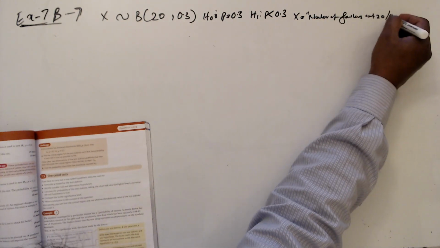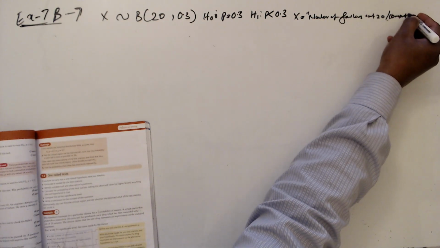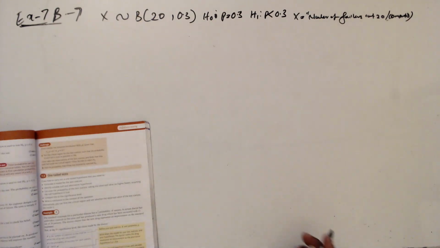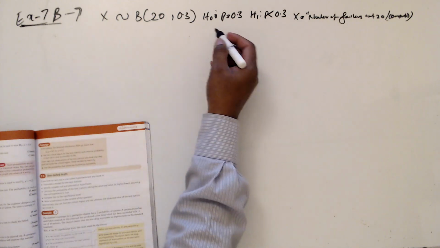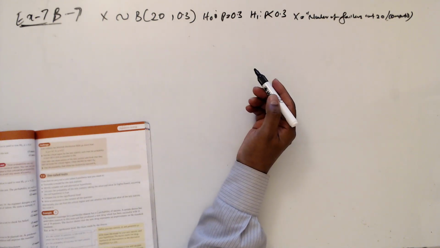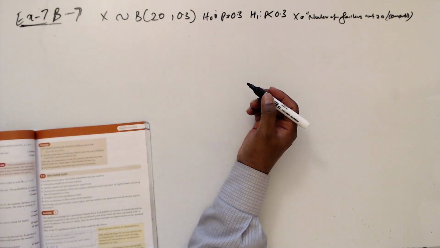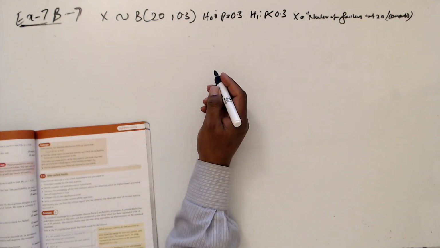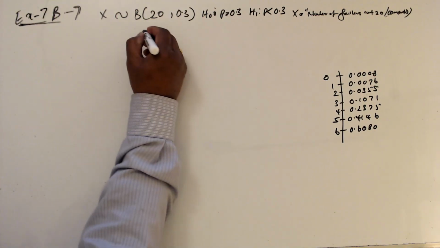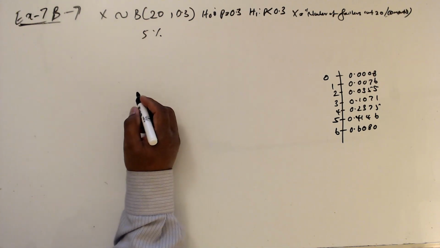20, they are components. So this is part B, and we want to find the critical region and the actual significance level. We have to use the table for this one. We are testing here with the 5% significance level.